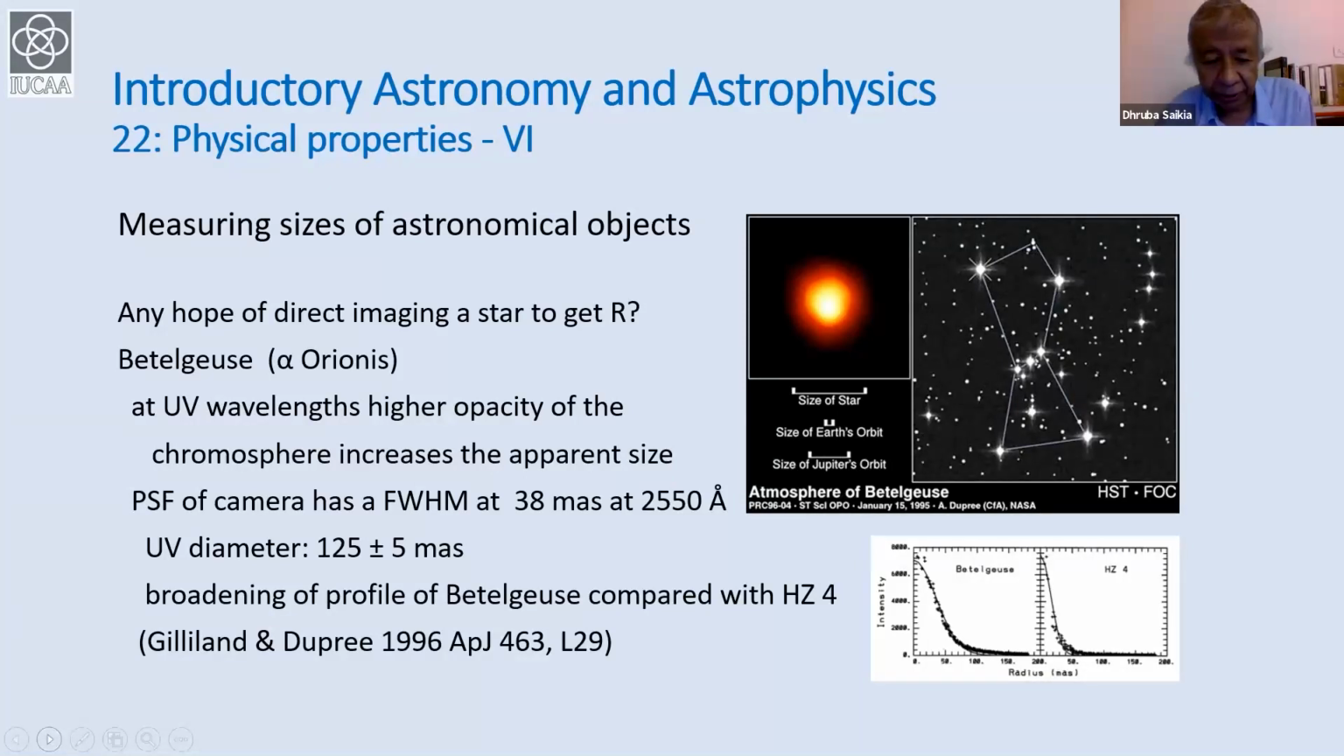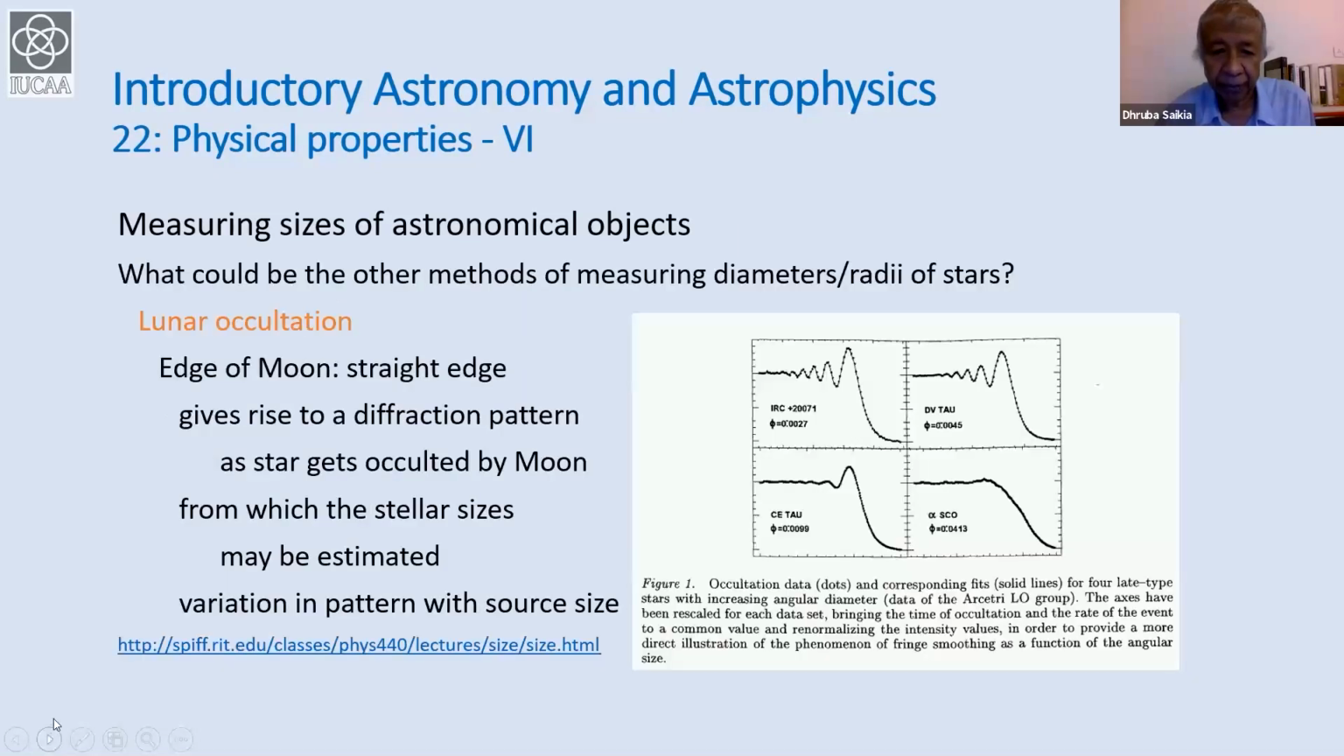And once you know the distance to Betelgeuse, then you can find out what the intrinsic size, in terms of astronomical units or meters or kilometers, of Betelgeuse is. Betelgeuse, you remember, is a pretty big star. It's a giant star. It's a red giant star.